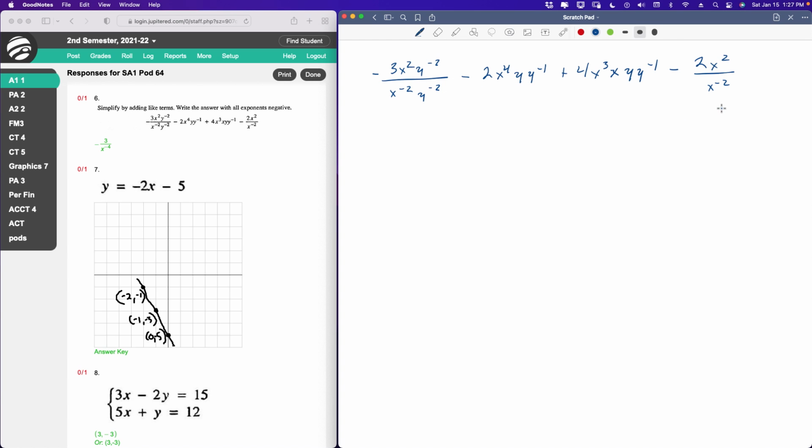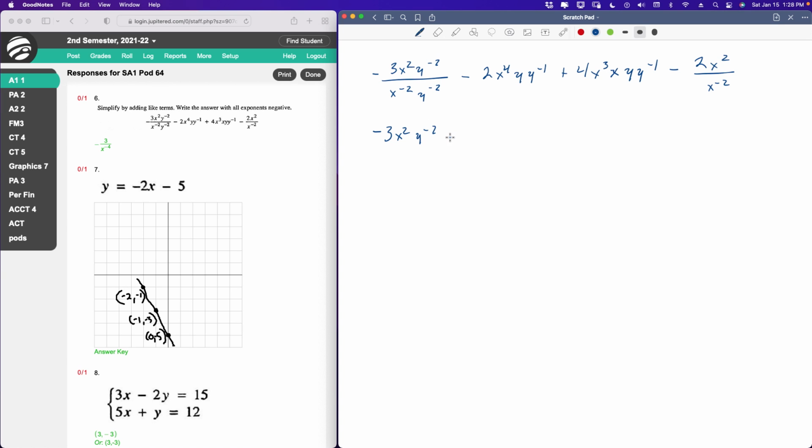All right, so the first thing I do is to look at each problem individually, or each term individually, right? And you're going to look and see what you can combine and simplify first. So we have a negative 3x squared. We know that the numerator is always what's negative. So we're going to rewrite this negative 3x squared y to the negative 2. And I'm going to bring our denominator up to the top so that we can combine as much as possible.